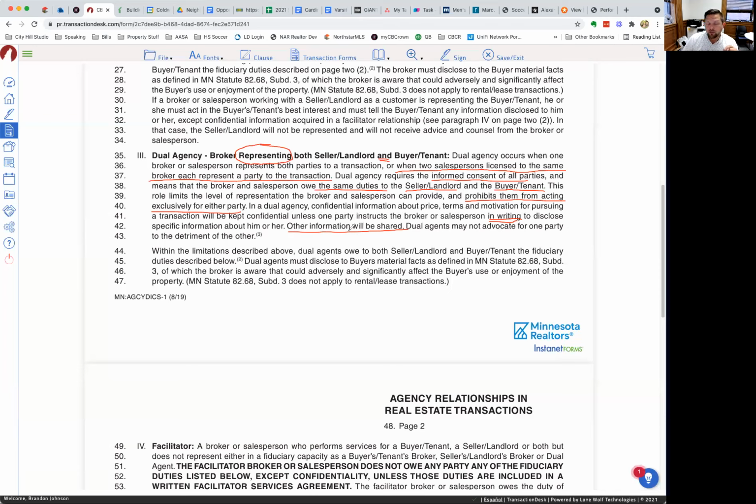Other information will be shared. Okay, so a lot of that's just the standard information that you're going to learn from disclosures, public records, and things like that. So basically, when it comes to a dual agency situation, you just want to know that price, terms, and motivation are all kind of coveted language that you must keep confidential.